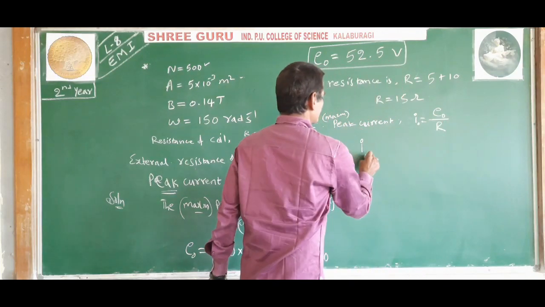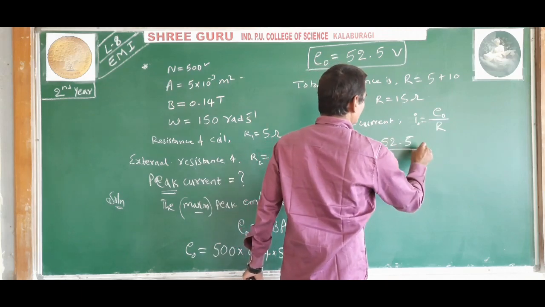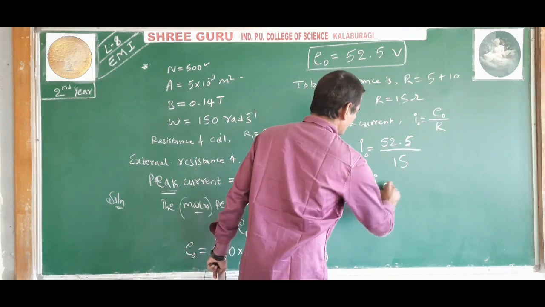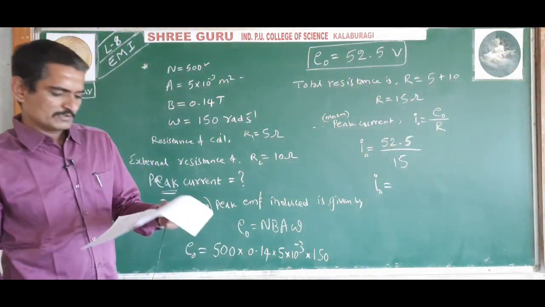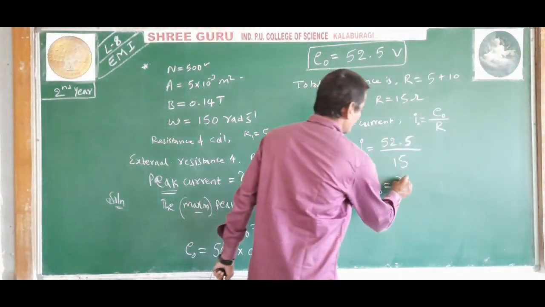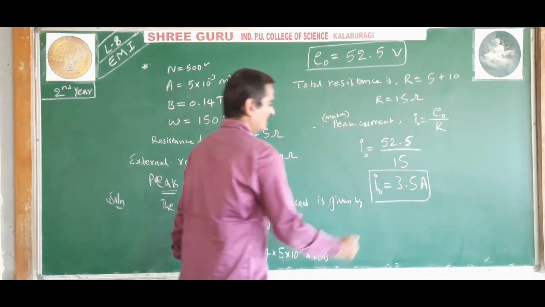So I naught is equal to E naught, that is 52.5, divided by capital R, that is the total resistance, 15. Calculate this and you will get the answer. The value of I naught will come out to be 3.5 ampere. Okay, so this is the answer.